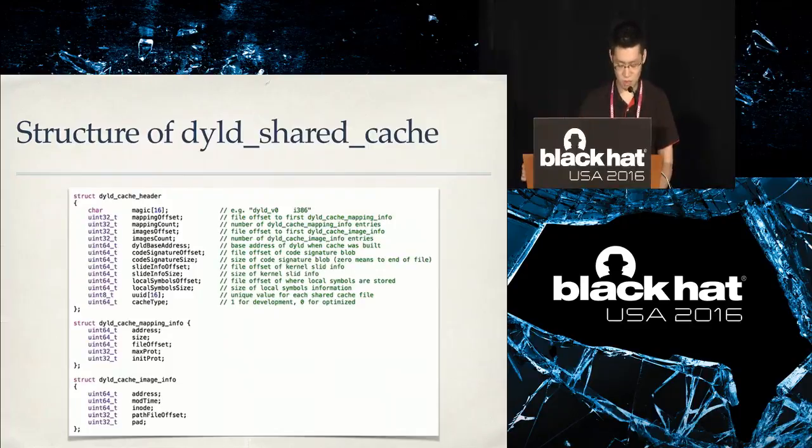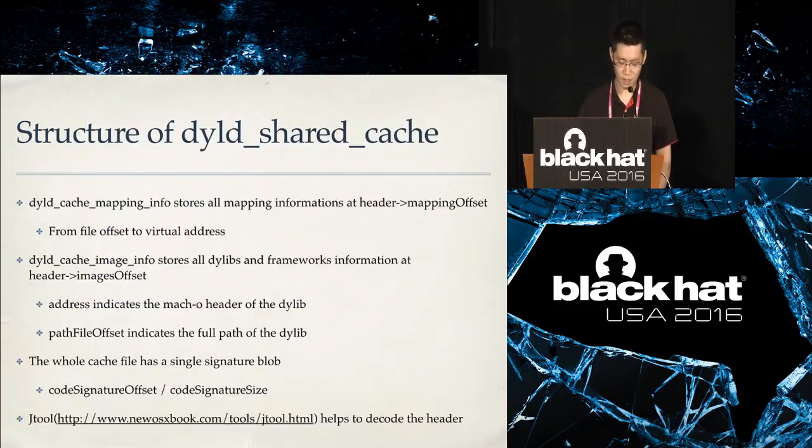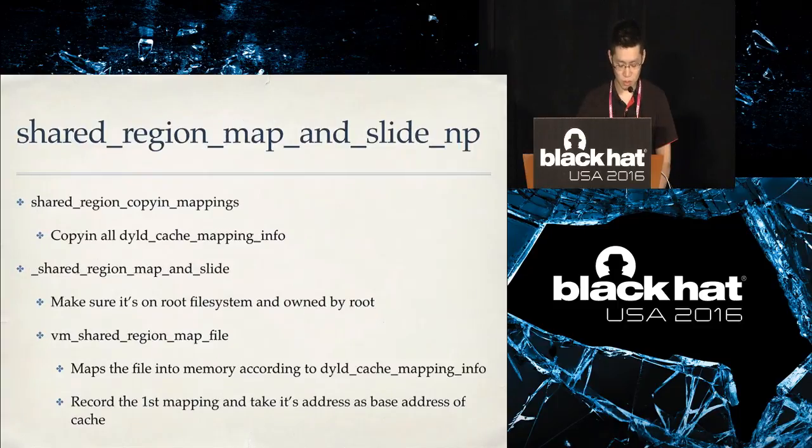And the image information: the image's offset points to an array of image information. Image information basically is used by the linker, DYLD, to know which library is mapped at which address, so it can locate the library. Anyway, this structure is very simple, and if you are lazy, you can just use jtool2. It actually supports decoding the header of the shared cache. So let's move to the kernel part.